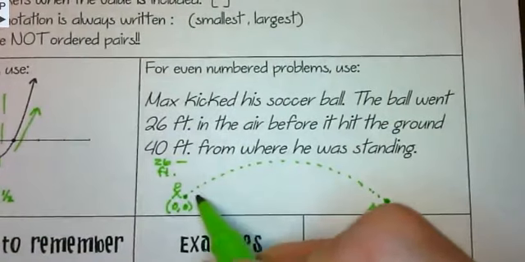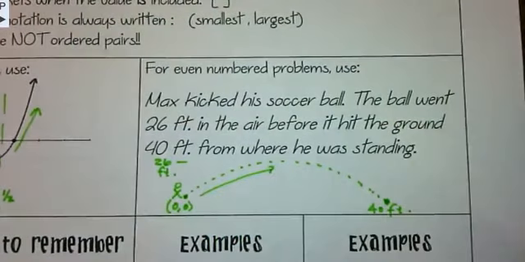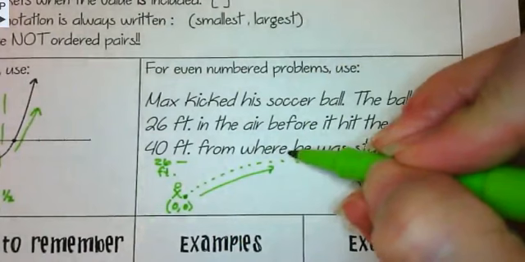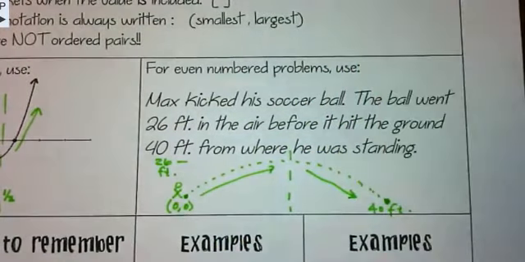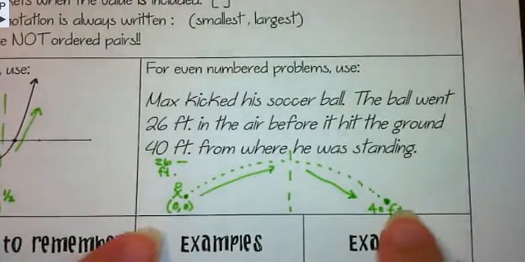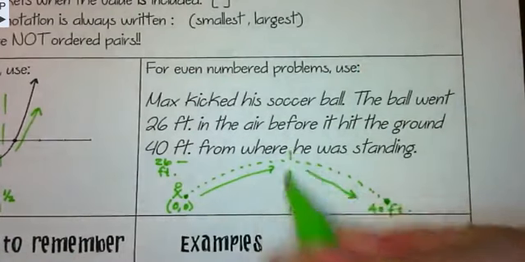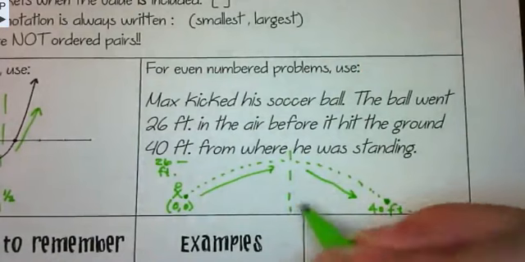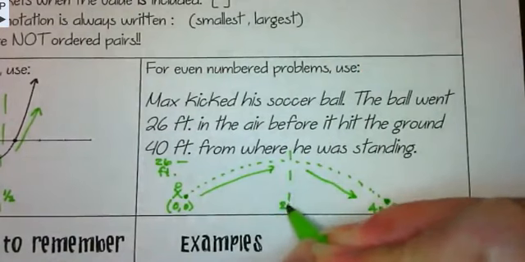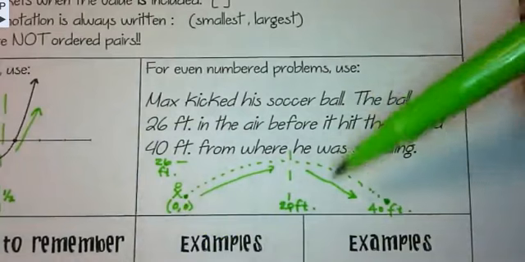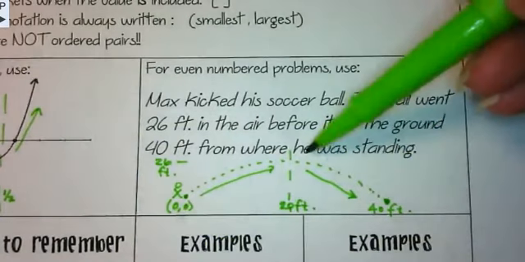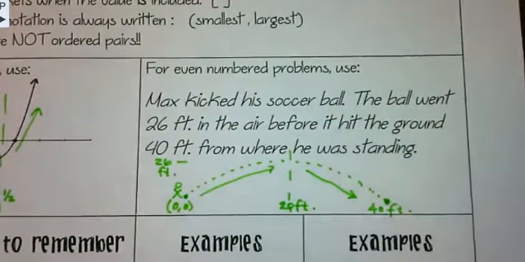So here we are increasing, and then somewhere right along here, it's going to be decreasing. And we know if these are the x-intercepts that the change in the increase or decrease is going to happen right around 20 feet, because that would be the vertex of our parabola. So from 0 to 20, y is increasing, and then from 20 to 40, y is decreasing.